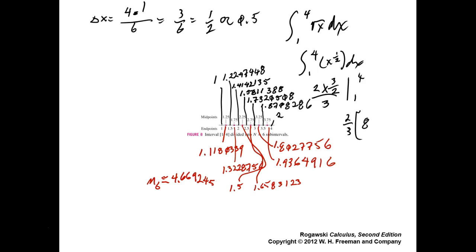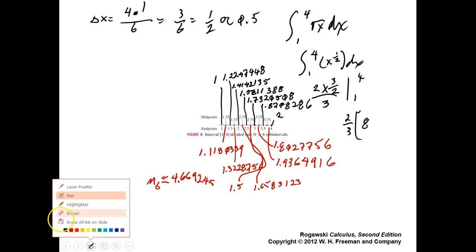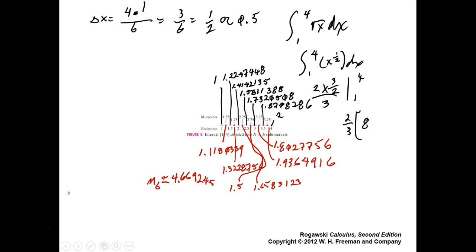4.66692, 4.5. Okay. All right. Let's do the trapezoid rule. Now, this is a bit more involved here. Let's do it. I'm going to start from... Let's do our sum first and then see what happens.